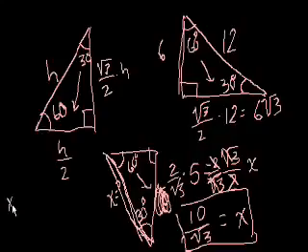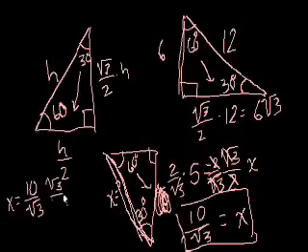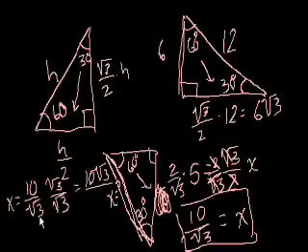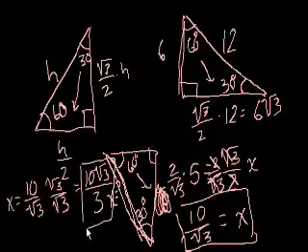So if we say x is equal to 10 over the square root of 3. To rationalize this denominator, we can multiply the numerator and the denominator by square root of 3, right? Because as long as we multiply the numerator and the denominator by the same thing, it's like multiplying by 1. So this is equal to 10 square roots of 3 over square root of 3 times square root of 3. Well, that's just 3. So x equals 10 square roots of 3 over 3. This is the hypotenuse. I know I confused you.